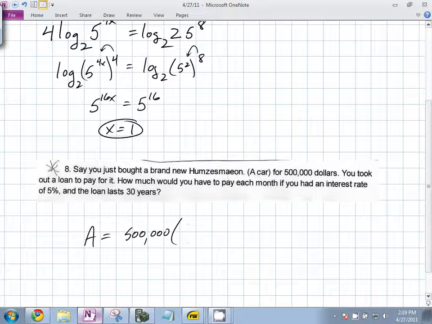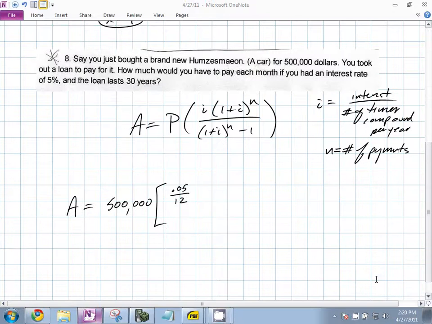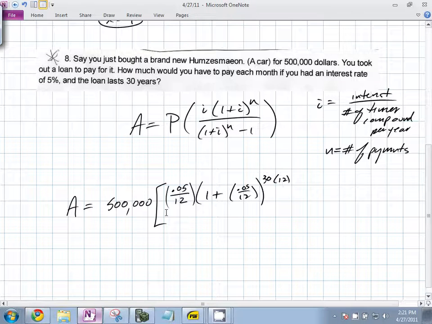0.05 over what? Why? Because it's 12 months. You're compounding it monthly. So starting amount of the loan, and then 1 plus 0.05 over 12, all raised to the what power? 30 times 12, all over 1 plus 0.05 over 12, raised to the 30 times 12 minus 1.